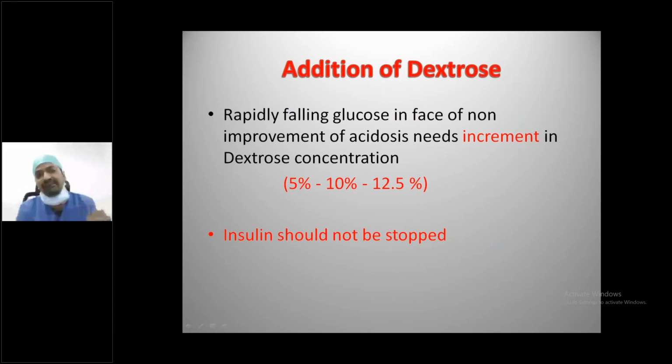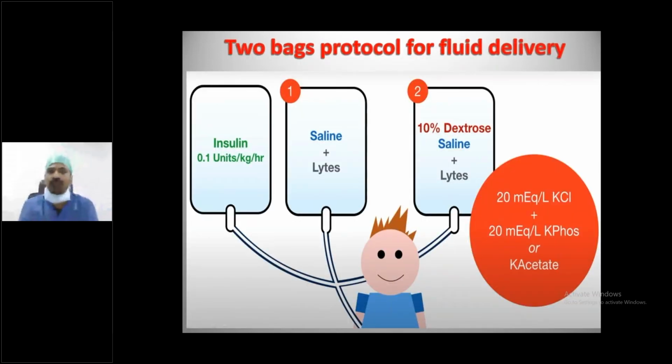Suppose blood glucose is declining very rapidly in the face of non-improvement of acidosis. You need to hike up the dextrose concentration in the fluid rather than stopping insulin. If acidosis is not resolved and blood glucose is falling rapidly, then the dextrose concentration in the fluid has to be adjusted rather than stopping insulin, because insulin is required to arrest ketogenesis. So this two bag protocol is proposed to facilitate easy adjustments in the dextrose concentration of the fluid.